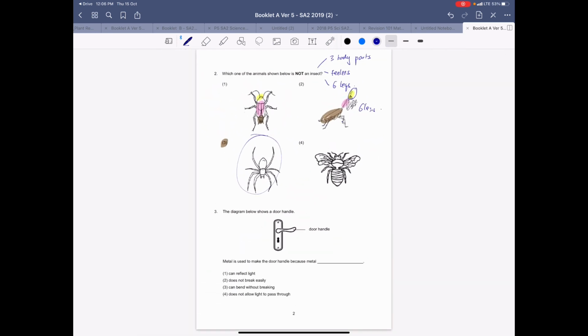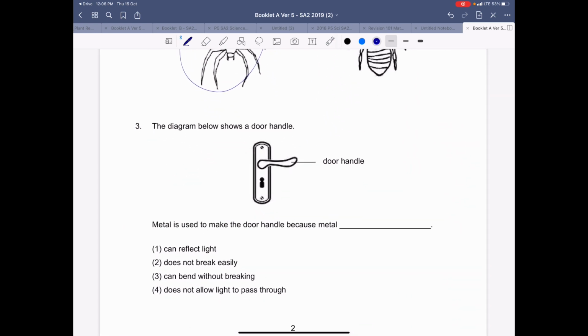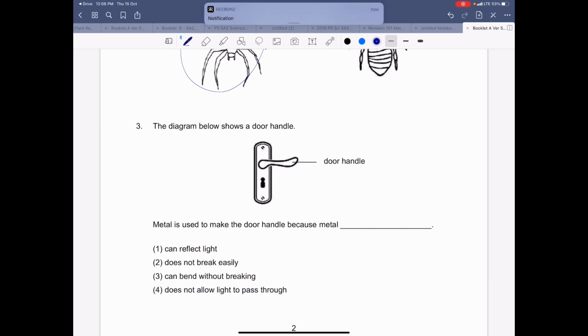Now, number 3, the diagram below shows a door handle. Metal is used to make the door handle because metal. Okay, now to do this, you need to ask yourself, what is the purpose of the door handle? Now, what do I mean by that? There can be many characteristics of a metal or of a material, but they are not useful for the purpose.